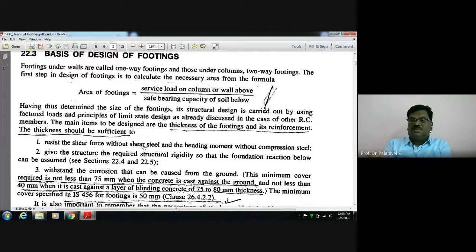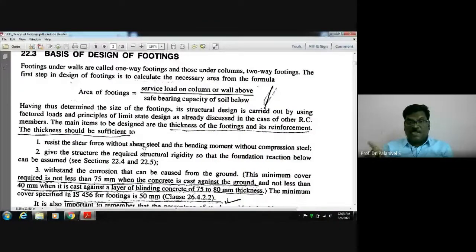So the projected part of the footing, projecting from the column, tends to bend upward due to the upward soil pressure. The footing exerts pressure on the soil, and in turn you get reactive pressure from the soil. Action and reaction. That's why it is going to be bending.